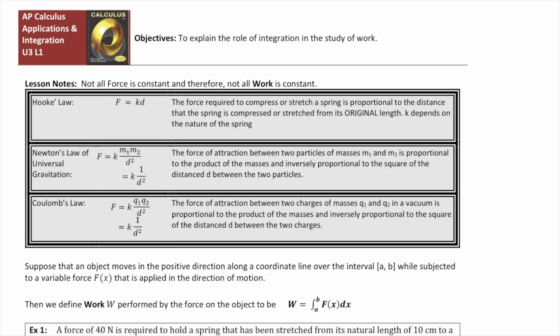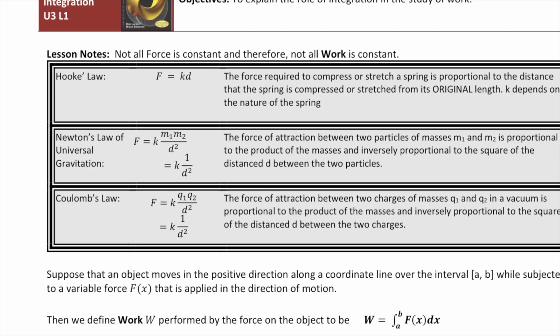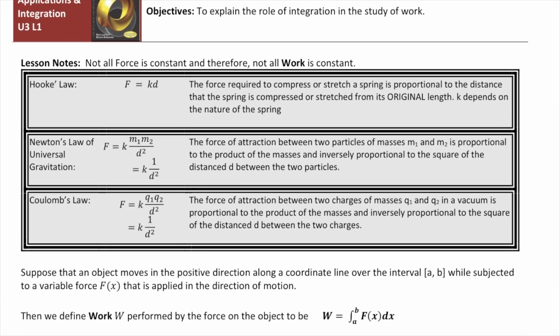Not all force is constant, and therefore not all work is constant. So we have a couple of laws to help us out. Now, Hooke's law, right here, force is equal to K times D, is going to help us when we are thinking about working with springs. So if we compress or stretch a spring, we're going to use F equals KD, where D is going to be the change in length from the original length.